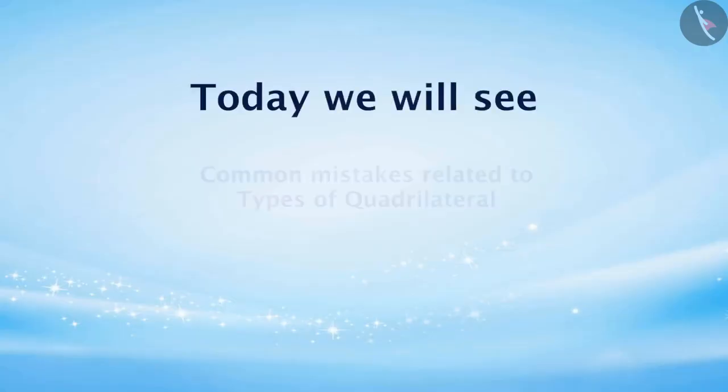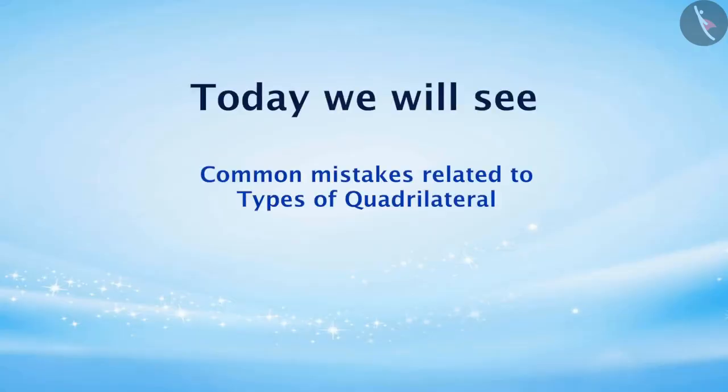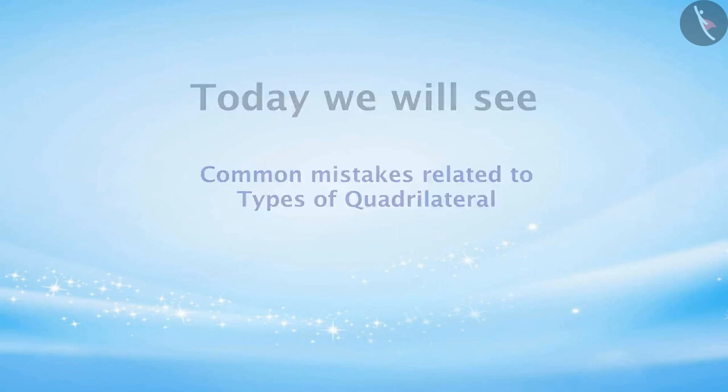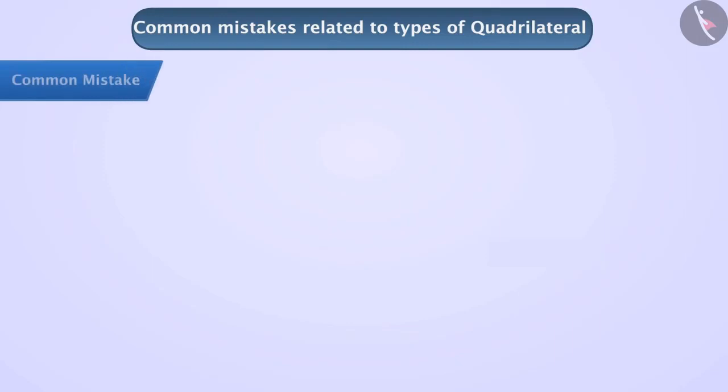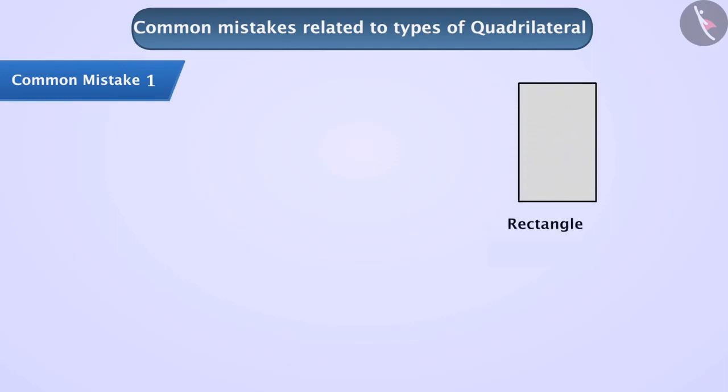Today we are going to see some common mistakes related to types of quadrilateral. Common mistake 1. Often students find it difficult to recognize a rectangle, like the quadrilateral given here.